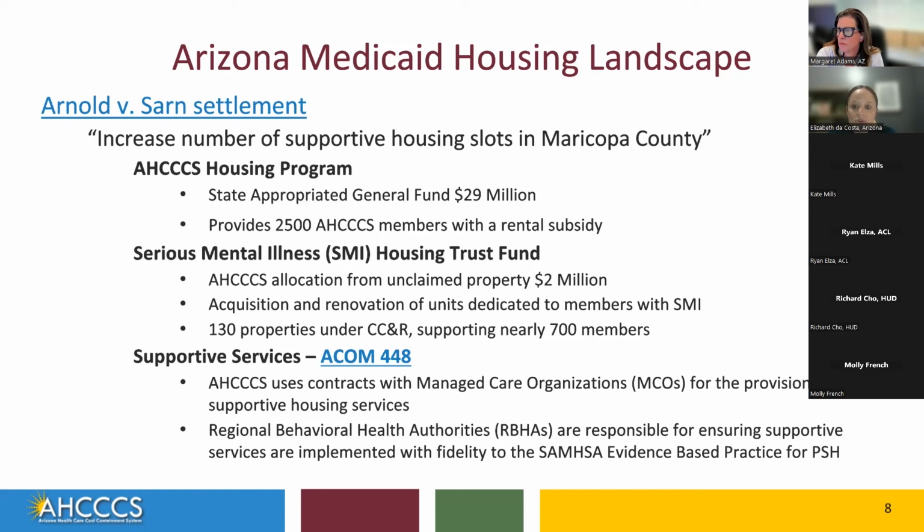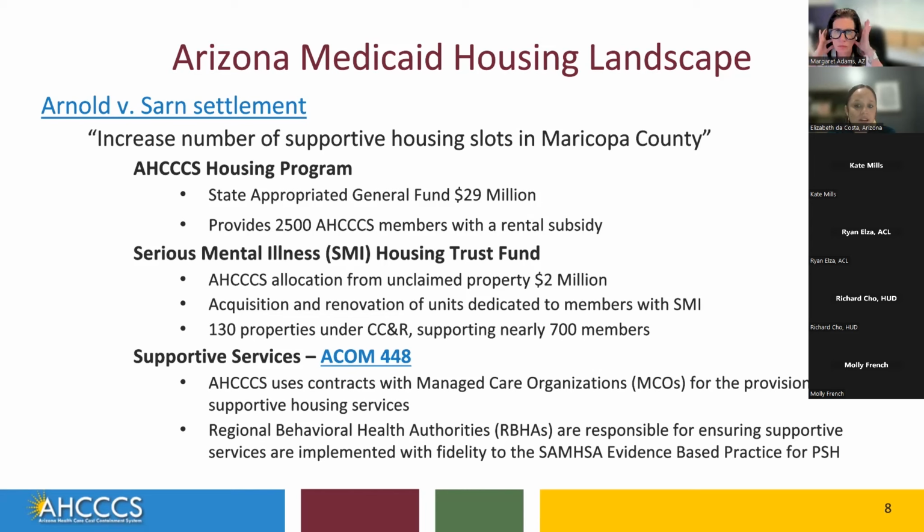And then we also received, and this is very unique and cool to consider when you're looking at fund sources for a braided funding model, a state Senate bill where we take unclaimed property throughout the state, and then it is invested, and Access, the Medicaid agency, receives $2 million annually from those funds to be able to do acquisition and renovation of actual properties that will be dedicated to members with a serious mental illness.